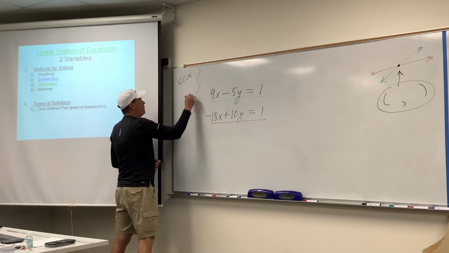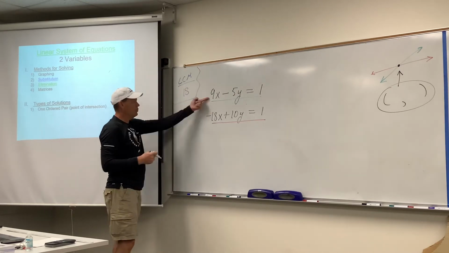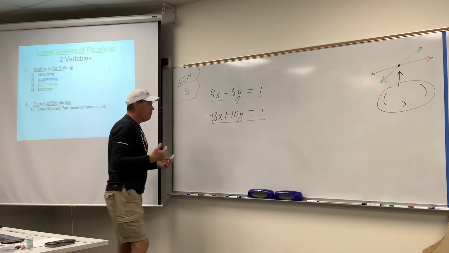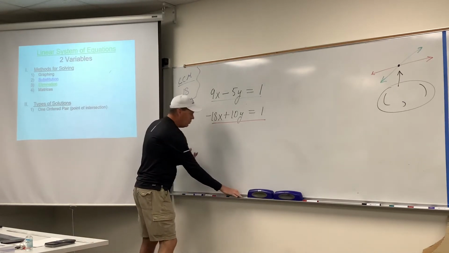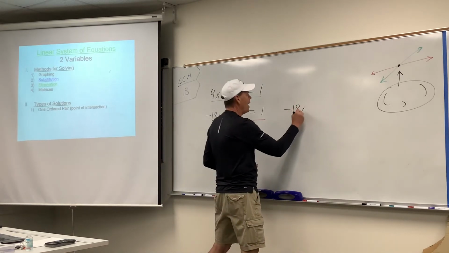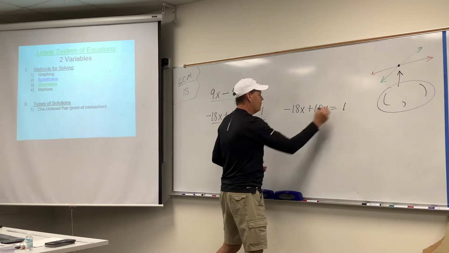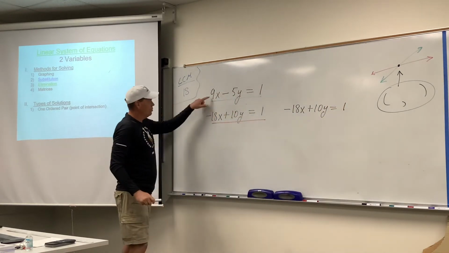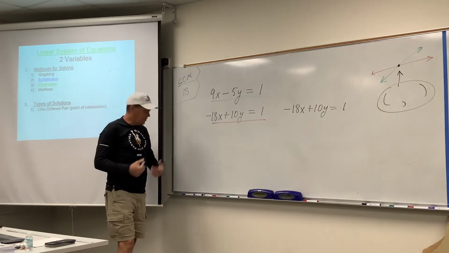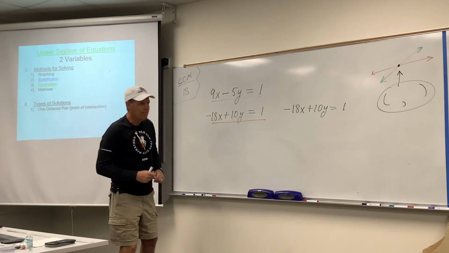What's the least common multiple for 9 and 18? 18. 9 goes into 18. Sometimes you only need to modify one of the equations. I hope your logic would tell you, we can just transfer the bottom one over as is. We don't need to modify this one. And we'll just multiply that one by 2, and we'll have a negative 18x and a positive 18x. So again, sometimes you only maybe need to modify one of them.